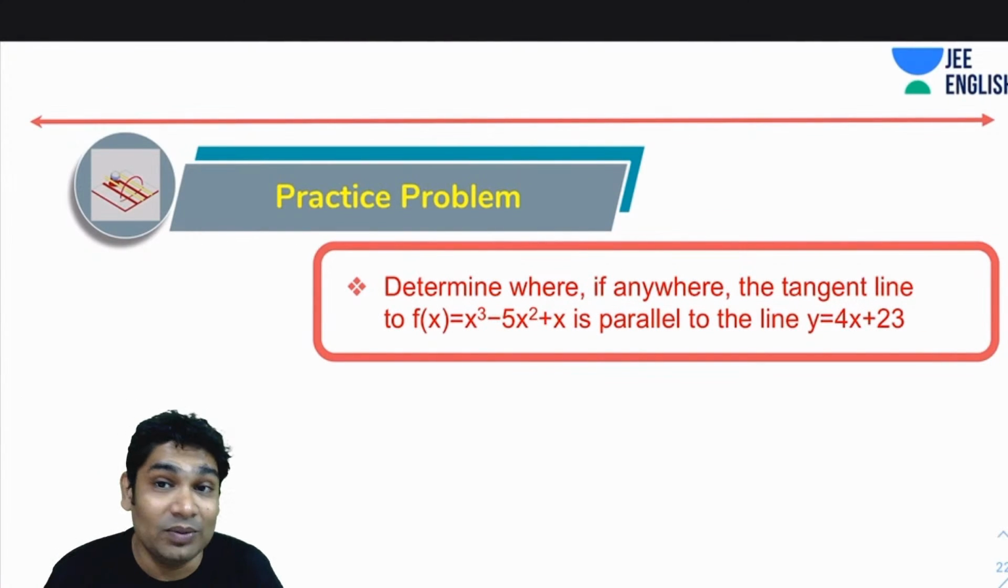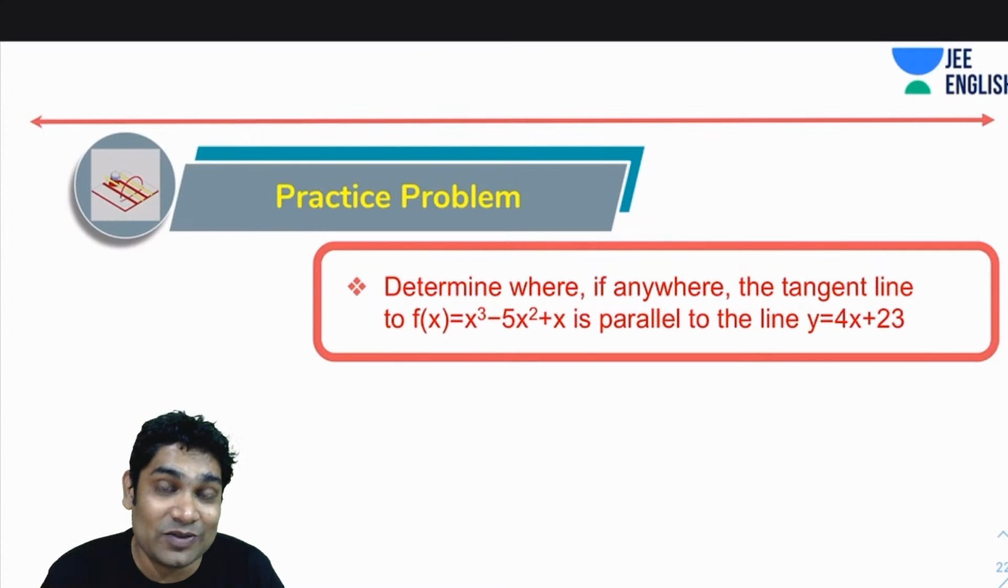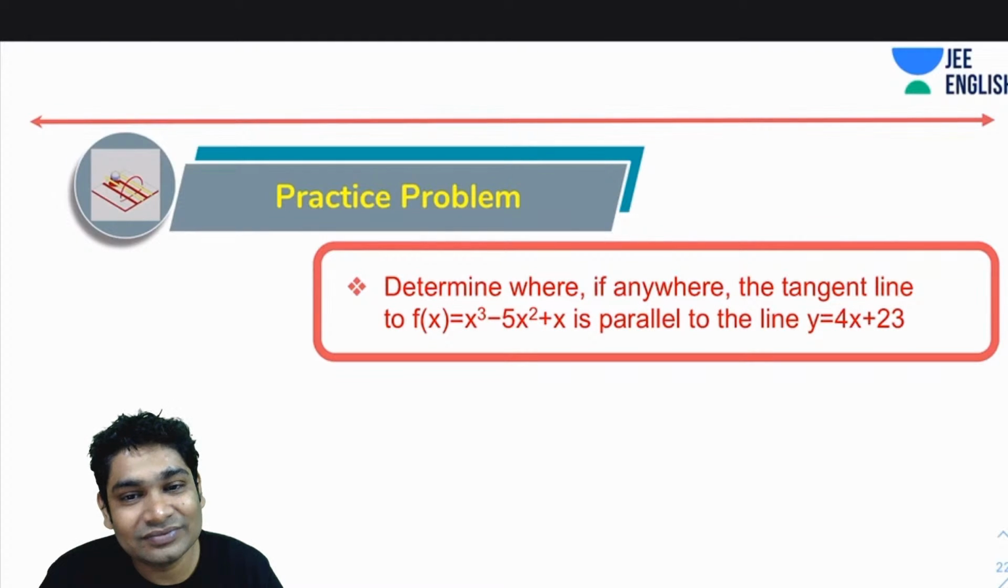Let's practice another problem. Determine where, if anywhere, the tangent to the function f(x) equals x cube minus 5x square plus x is parallel to the line 4x plus 23. Why don't you guys try this problem quickly? Try this quick. Quiz, I think we'll have a Menti quiz on YouTube.